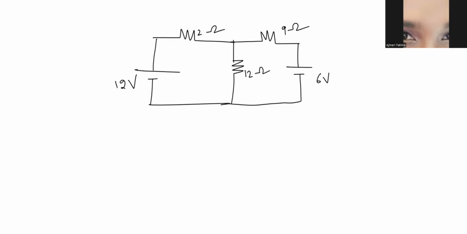So what I'll do is I'll assign the direction. Okay, let me take the direction of current as clockwise, and I'll name it as I1, and this as I2. Now I have to apply KVL to mesh 1.